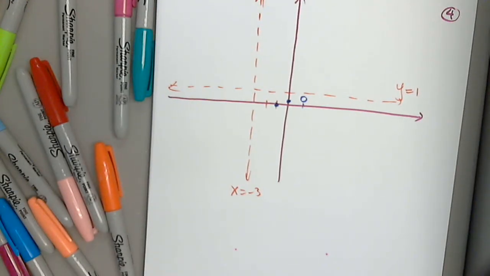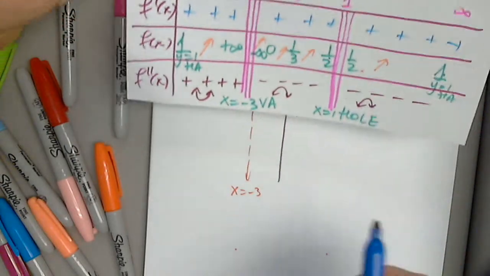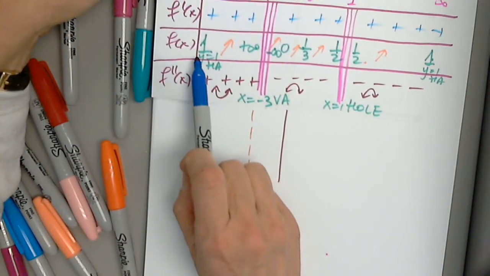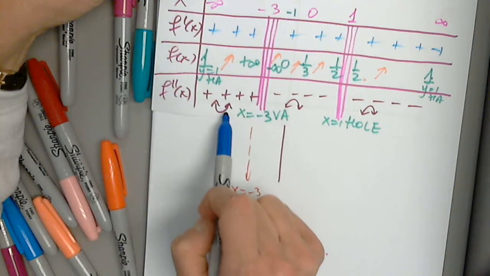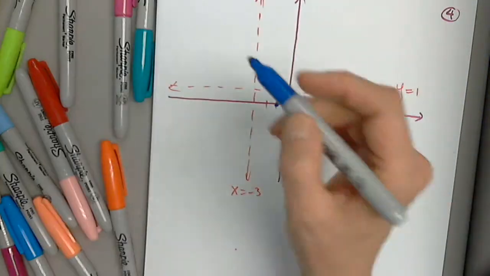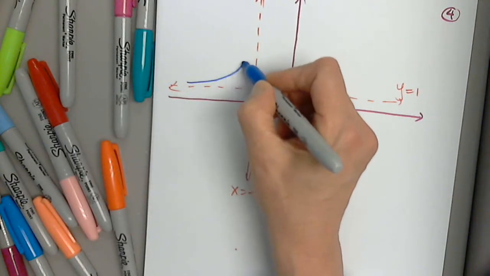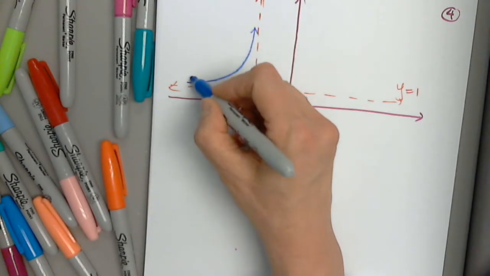That's all I have. So now let's look. From approaching 1, increasing towards infinity, opening up.